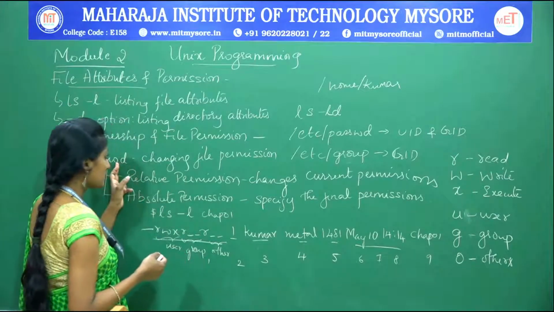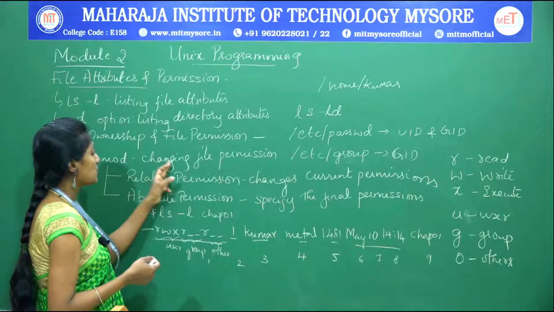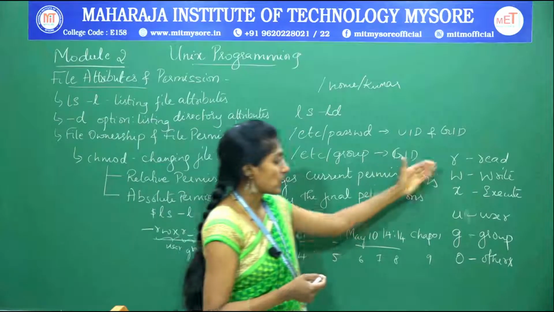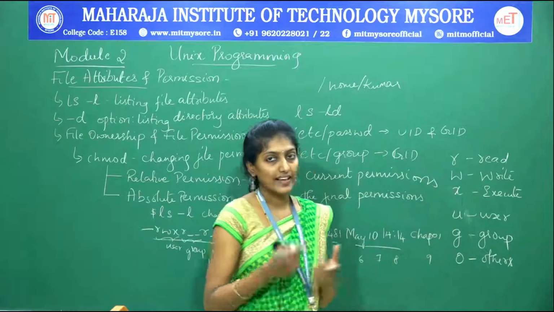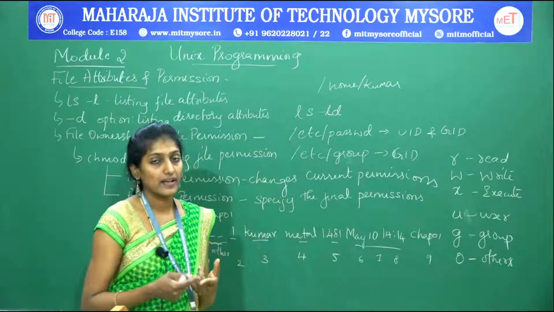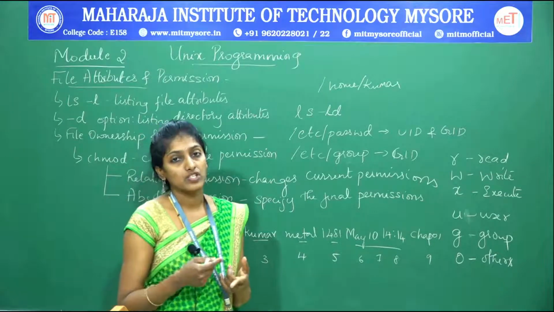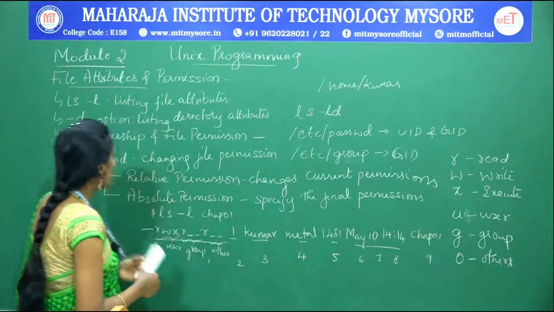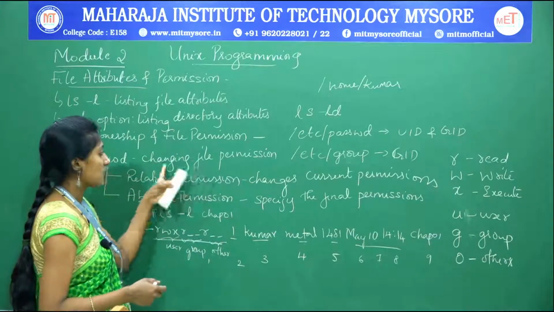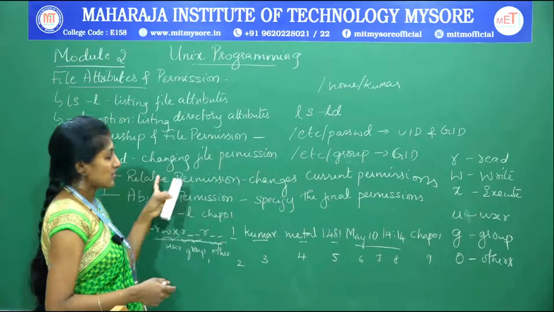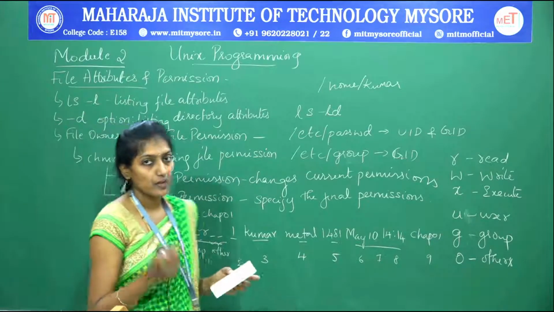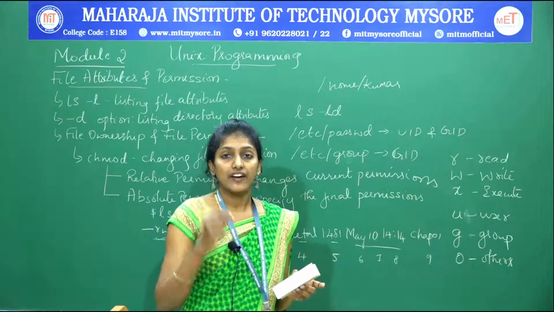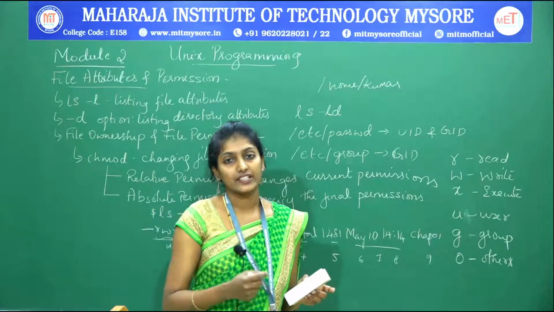Along with that, we discussed chmod, that is changing the file permission. So now I have discussed all these 3 categories: how to know the file ownership and how to understand the file permission in the Unix file system. Now we will discuss chmod, that is changing the file permission. chmod is one of the commands used for assigning the file permission for all the 3 categories of user.